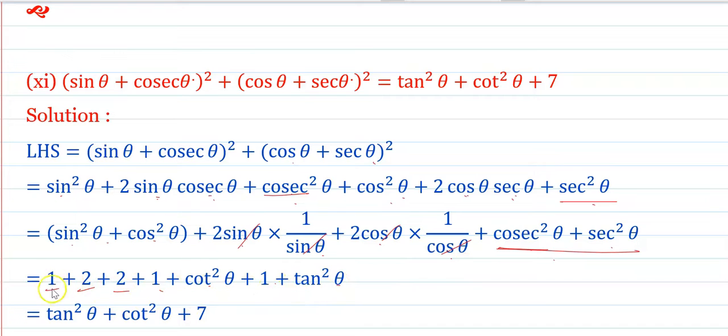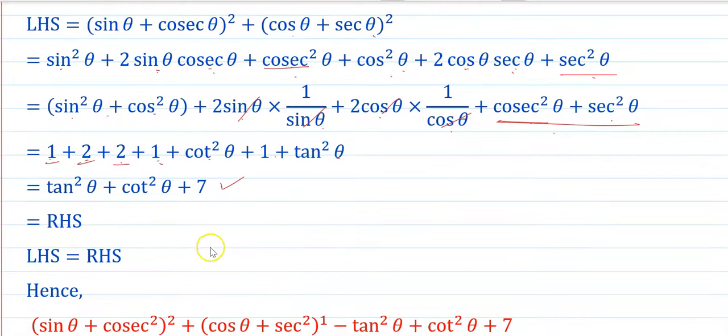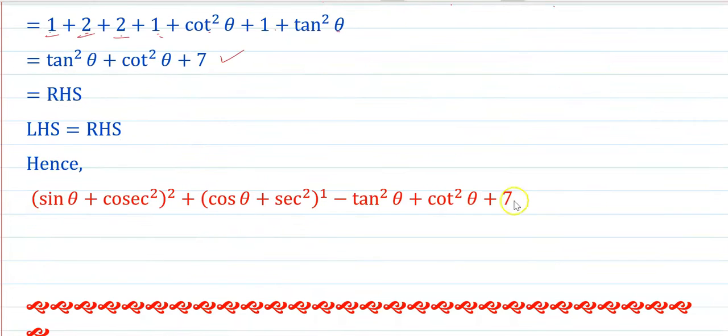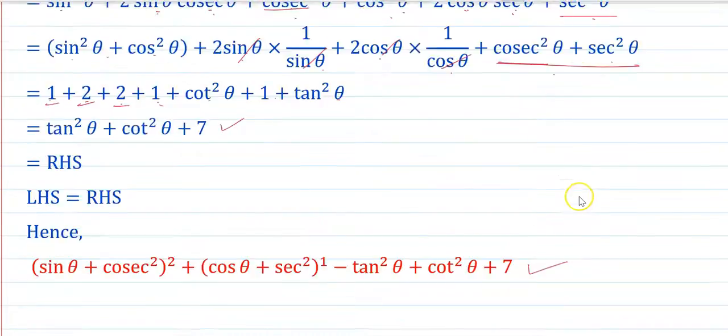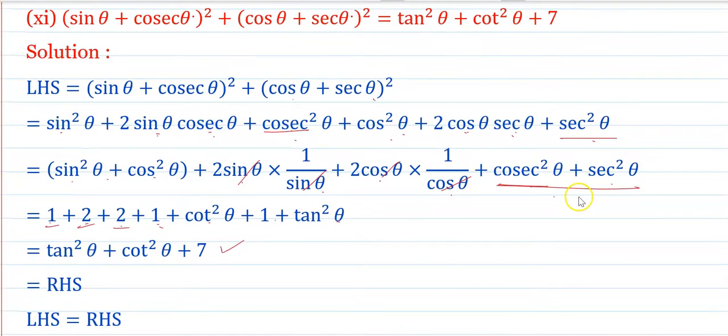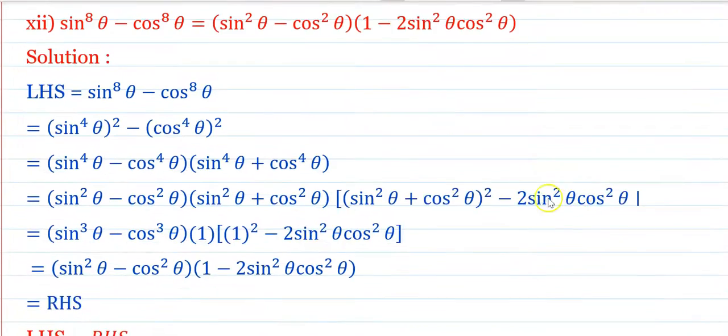Now add these two numbers. Okay, 1 plus 2, 3. 3 plus 2, 5. 5 plus 1, 6. 6 plus 1, 7. And hence tan square theta plus cot square theta plus 7. And this is nothing but the RHS. And hence LHS is equal to RHS, and hence the result is proved. Okay. Now the next problem.